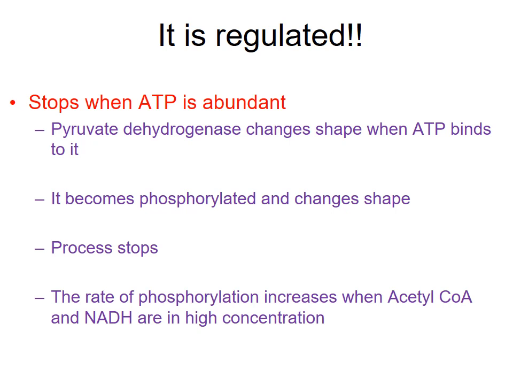So in essence, the ATP binds and changes its shape. This means that it becomes phosphorylated when it changes its shape, and the entire process of pyruvate processing stops. Importantly, the rate of phosphorylation increases when acetyl coenzyme A and NADH are in high concentration. So that's effectively the opposite. When we don't have a lot of ATP in the cell, we see that there's increased phosphorylation to try and get the cell to produce more ATP, ultimately through the process of cellular respiration.